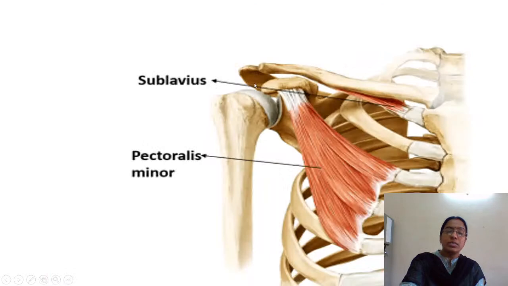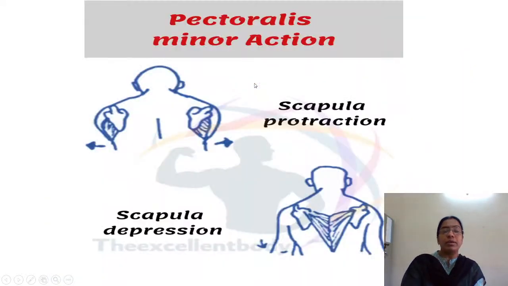Yes. So this is about the pectoralis minor muscle. Now coming to the action. The action of pectoralis minor muscle is along with the serratus anterior. Next we will be seeing it. Along with it, the pectoralis minor is responsible for protraction of the scapula and depression of the scapula.